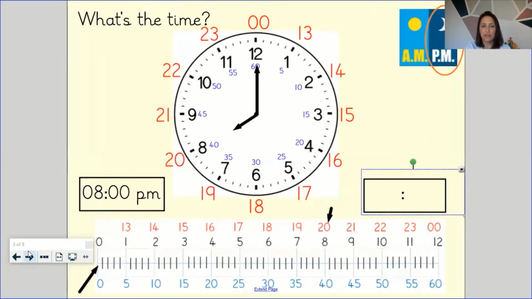So, having a look at this, we have an analog clock face and the digital display. It's PM. So how would you write that as a digital 24-hour display? Pause and have a go.